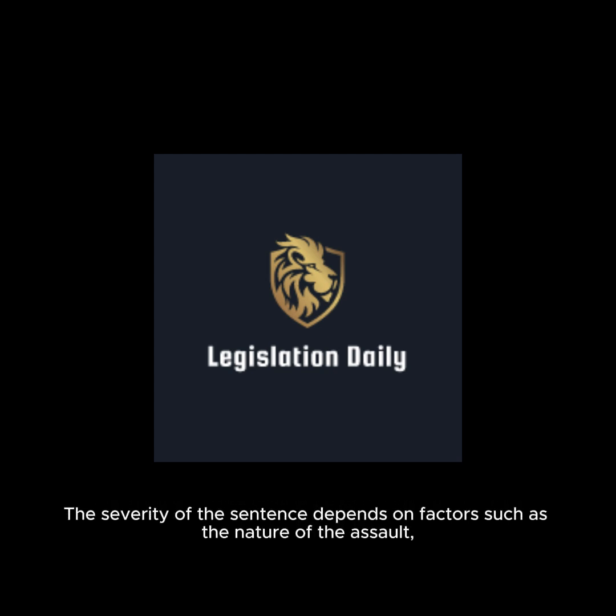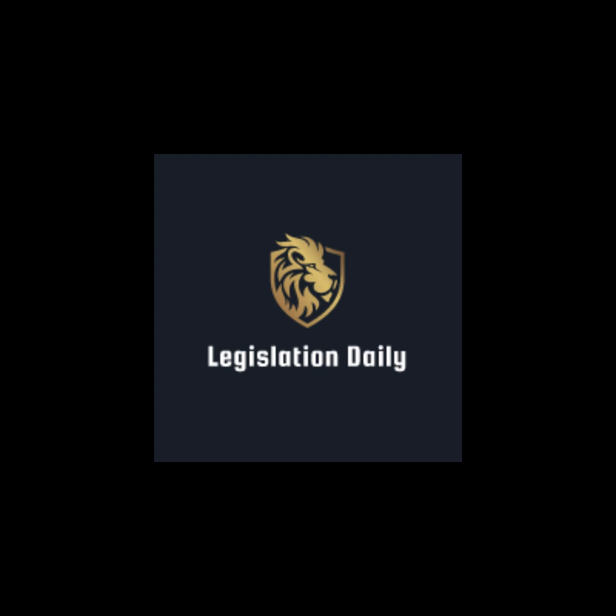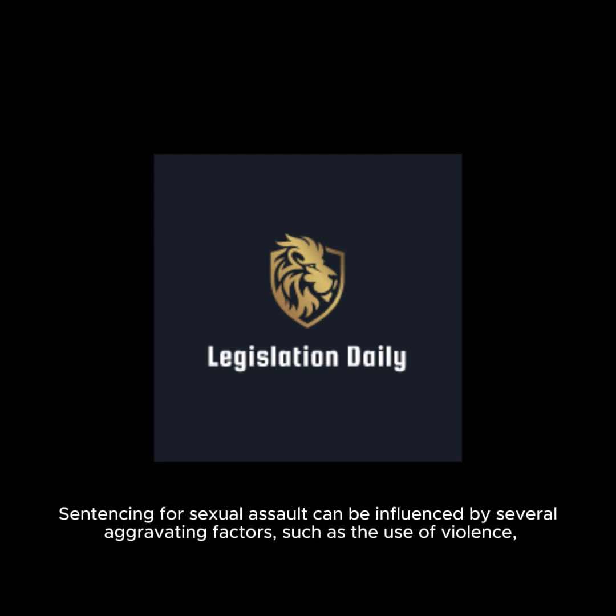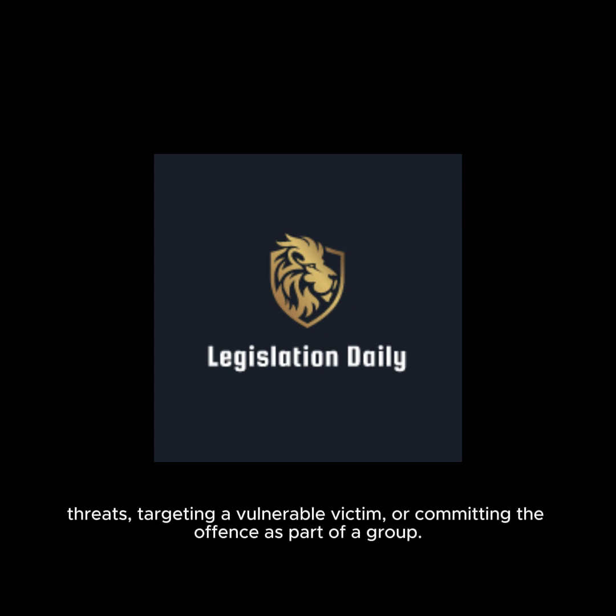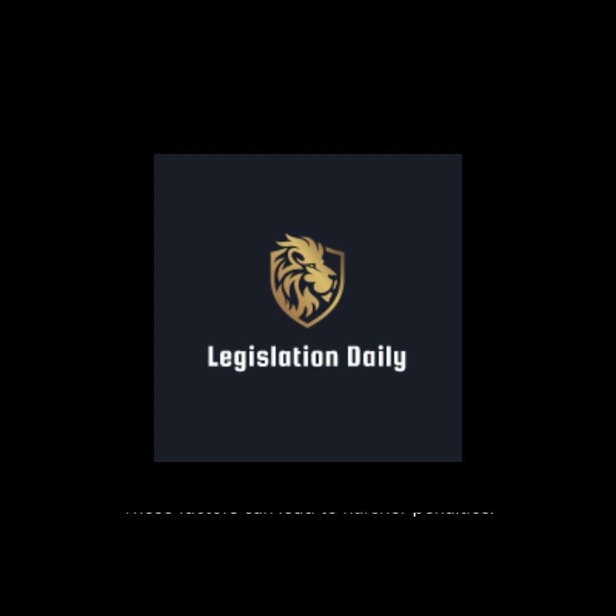The severity of the sentence depends on factors such as the nature of the assault, the vulnerability of the victim, and any aggravating circumstances. Aggravating factors. Sentencing for sexual assault can be influenced by several aggravating factors, such as the use of violence, threats, targeting a vulnerable victim, or committing the offence as part of a group. These factors can lead to harsher penalties.